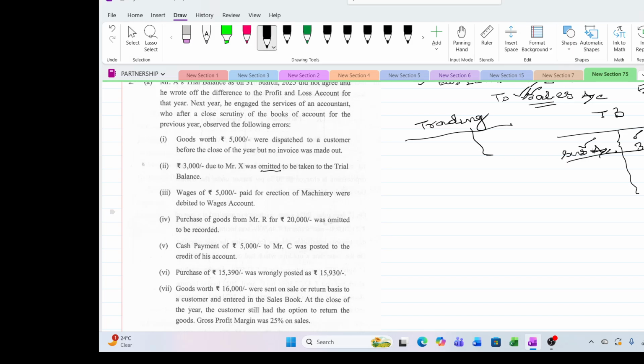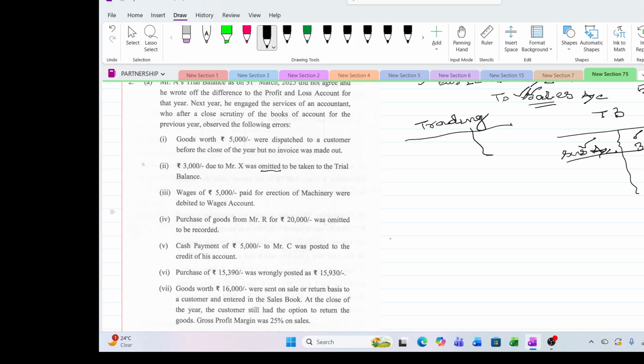Next one is that wages of 5,000 paid for erection of machinery were debited to wages account. We already know that any expenses related to the purchase of machinery should be debited to machinery account until it reaches its place and work starts. So now this is an error of principle. Instead of machinery account, wages account was debited. The trial balance is not going to be affected, because only the name of the account is wrong.